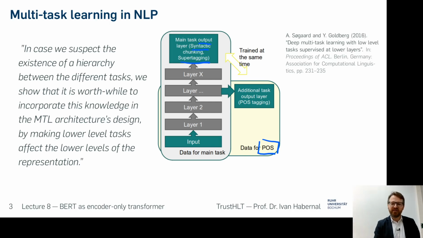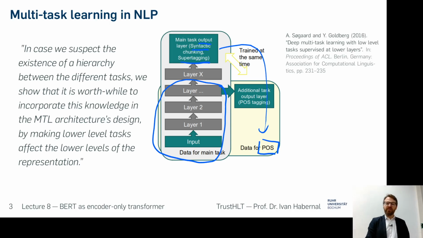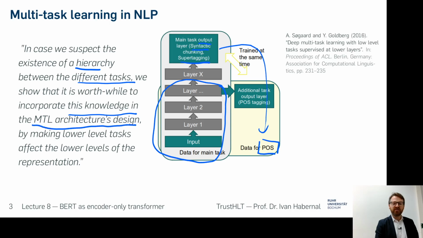So the idea is that the main task should benefit from part of speech tagging if the network already learned something about it. And that's what they actually observed. They said that if there's a hierarchy between different tasks, it's worthwhile to incorporate this knowledge into the multitask learning architecture's design by making lower level tasks affect the lower levels of the representation. So here's a neural network, like an easy depiction. When you go from down, the lower layers of the network are trained on this task, which is somehow simple and you have a lot of data for, so part of speech tagging. And then you might switch to other tasks like the main task, syntactic chunking.